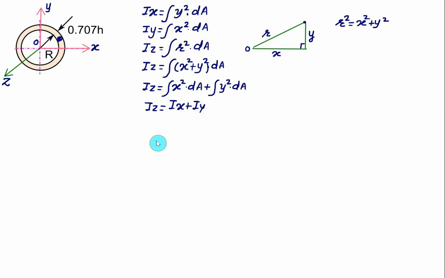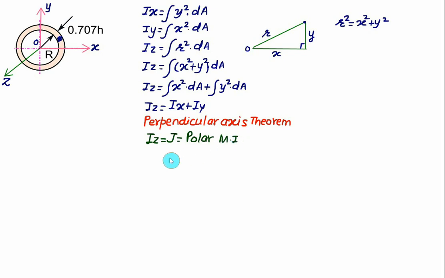This one is the famous perpendicular axis theorem. So we can apply the perpendicular axis theorem. In that case, we have Iz is Ix plus Iy. This value of Iz, that is the second moment of area Iz, is also called the polar moment of inertia, which is represented by J. So J here is called the polar moment of inertia, that is the second moment of inertia. So in this case, we have J equal to Ix plus Iy.